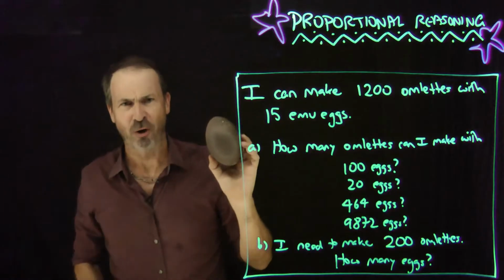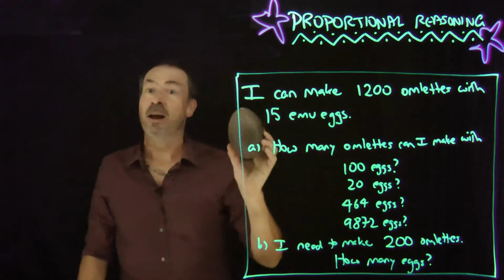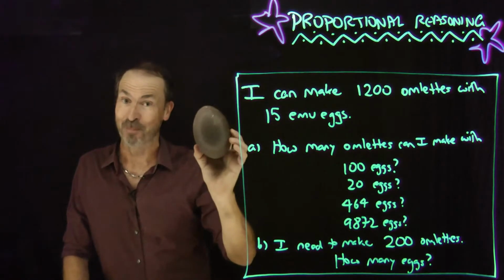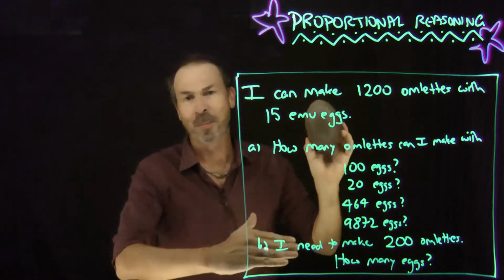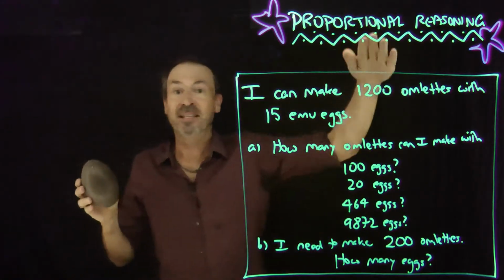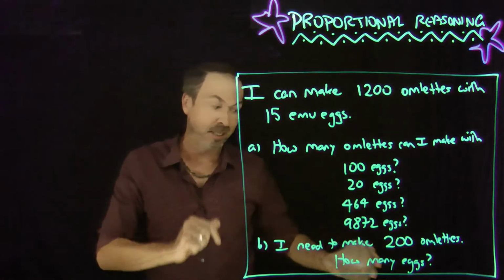Great. Part B, other way around. Actually, I need 200 omelets. So the question is, how many eggs will I need for a fixed number of omelets? Namely, 200 of them. Okay, so a textbook might not be about emu eggs per se, but this is very typical of a textbook problem in this particular topic.